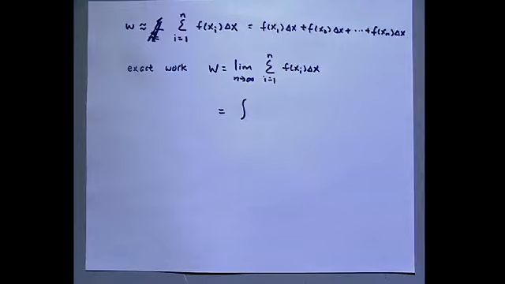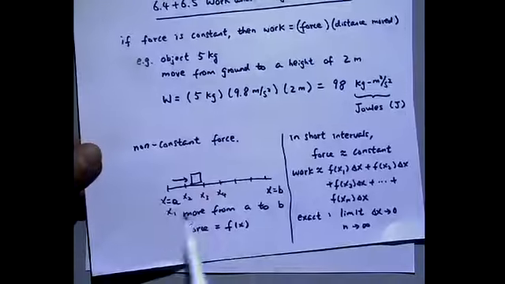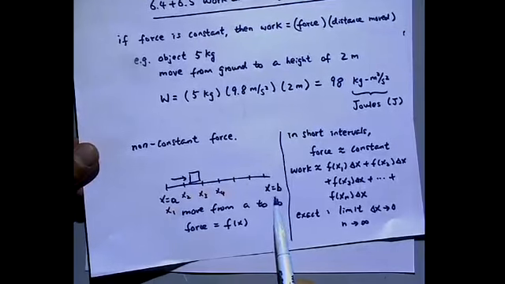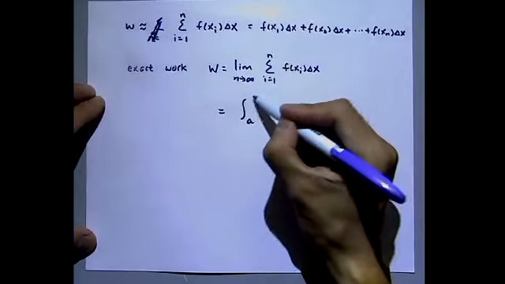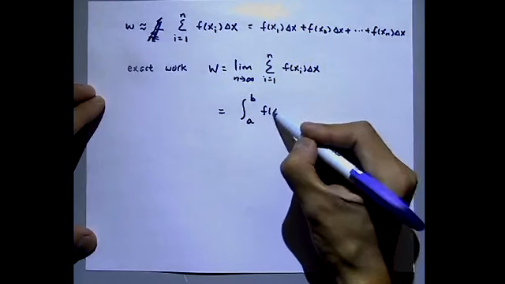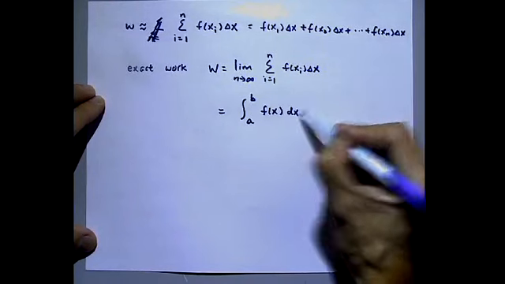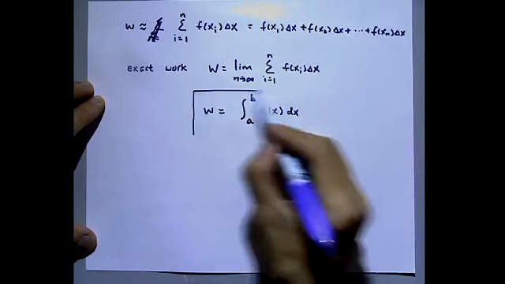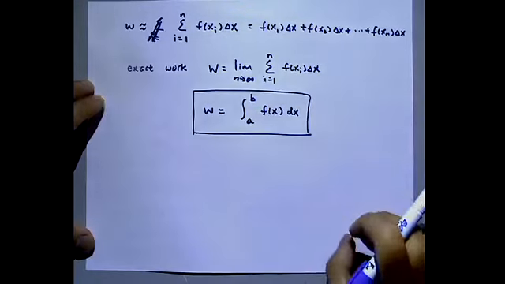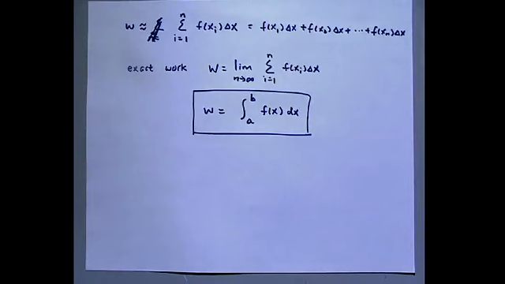Again, it starts where we wanted to start. We're starting our movement at x equal to a, ending at x equal to b. So that turns into an integral from a to b of whatever the force is, and delta x turns into dx when we do the limit. Okay, so that's how we calculate the work for a non-constant force.